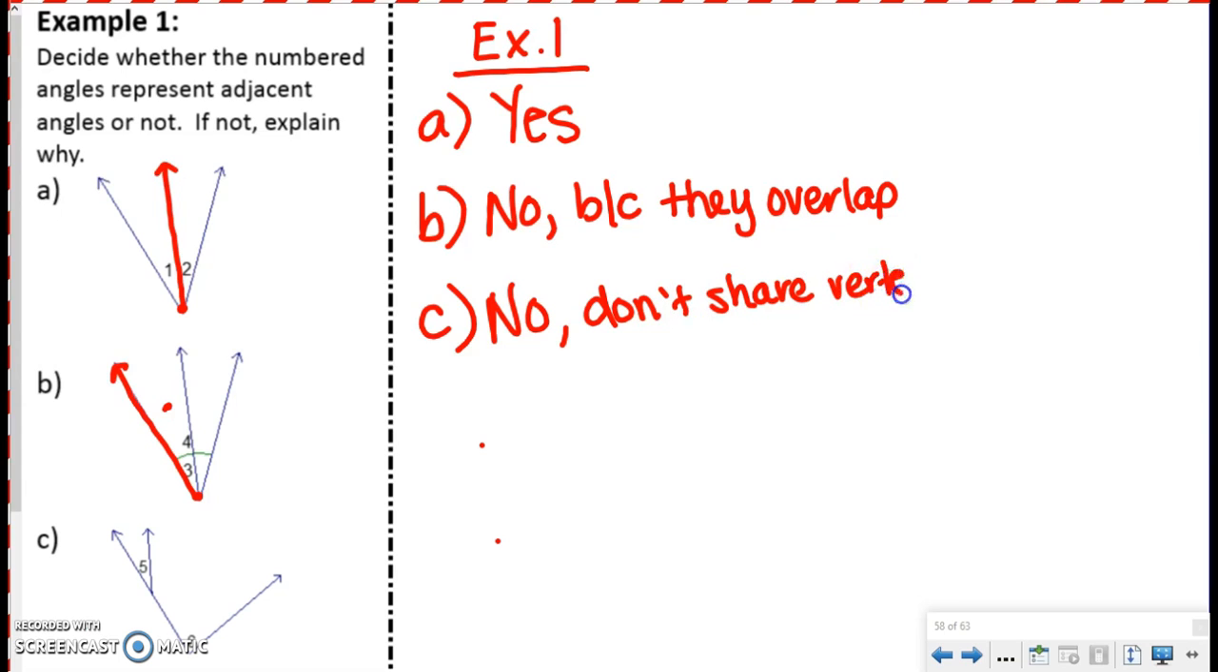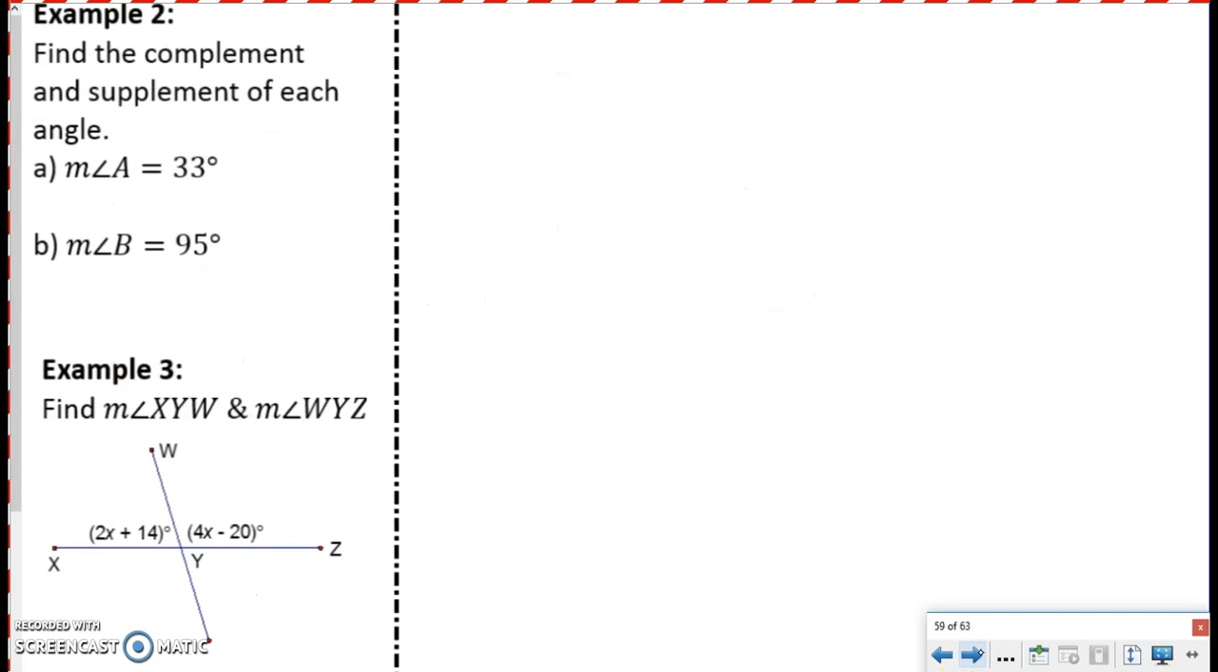You could also say it's because they don't share a side or they overlap, because they do kind of share a partial side, but not a whole side. So it violates all three. Okay. All right, example 2.